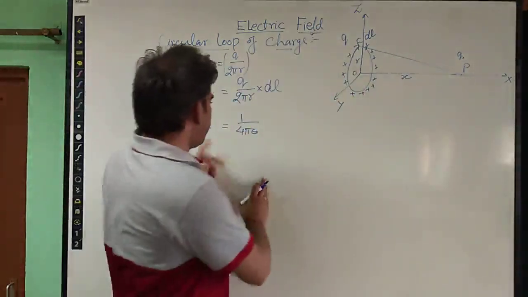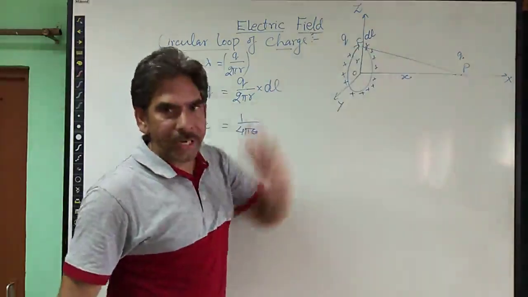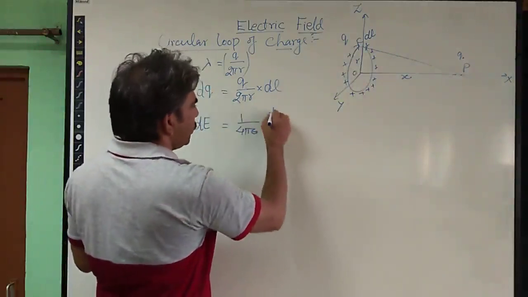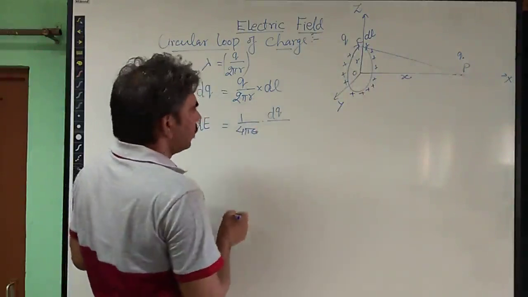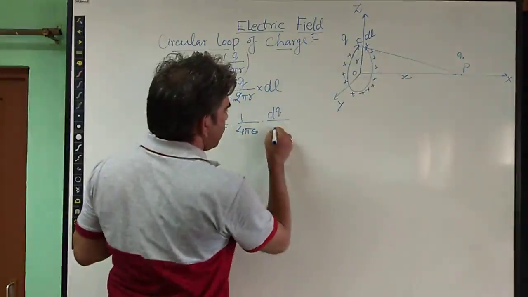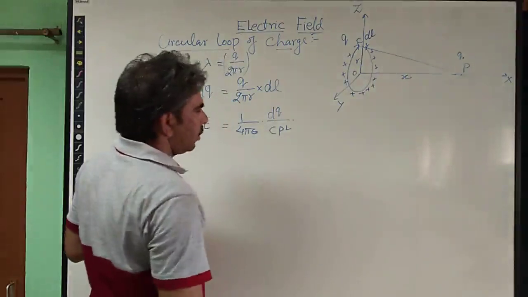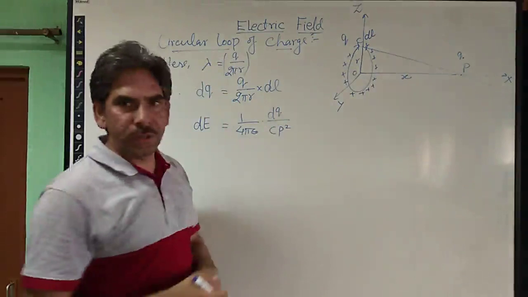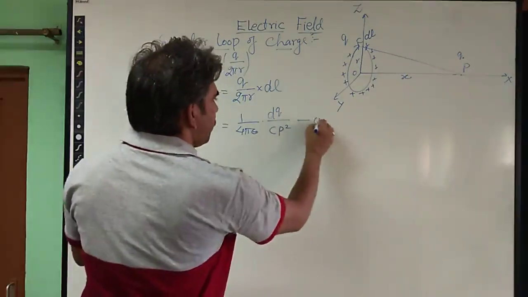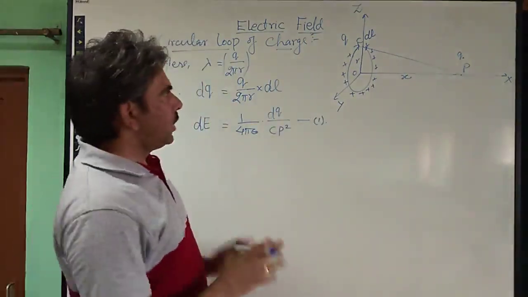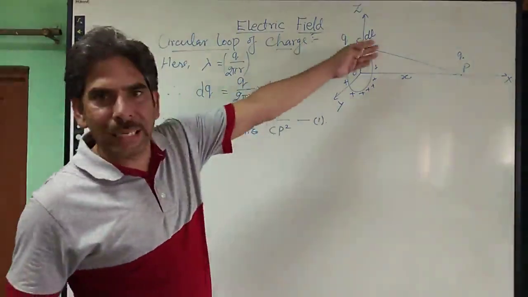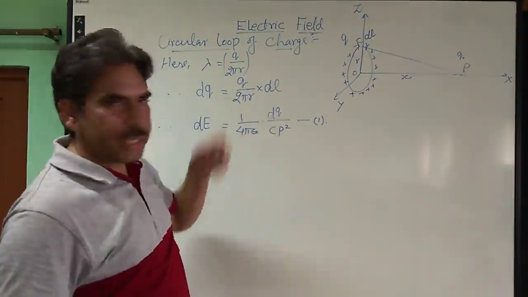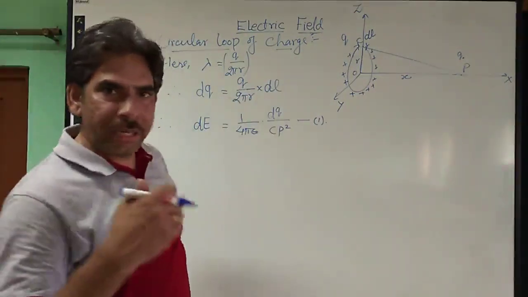So we can write the expression for the electric field due to this length element at point P. Simply it is equal to 1 upon 4 pi epsilon naught into the charge dq upon this distance CP square. I am just writing the magnitude CP square. This is equation number 1. So this is the small electric field due to the small length element dl, over which charge dq is lying. Okay, let us elaborate it further.